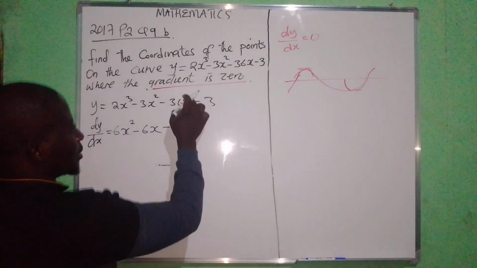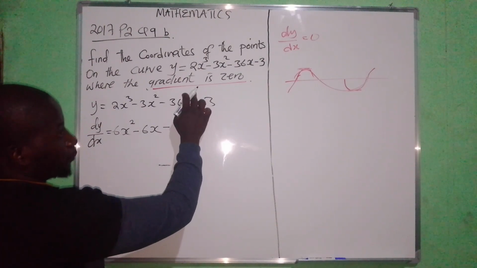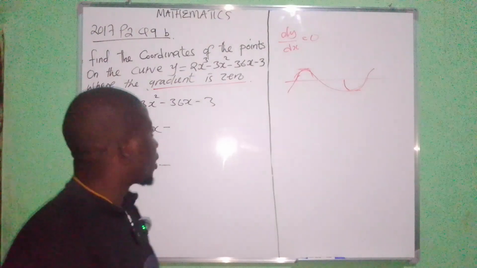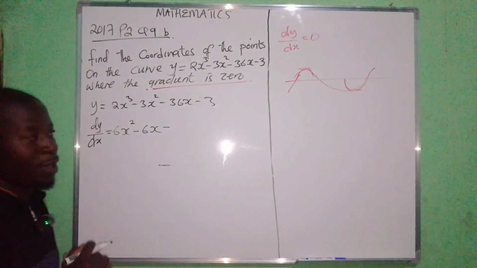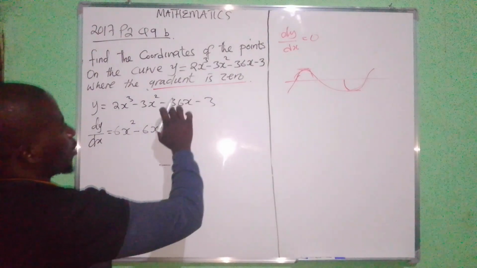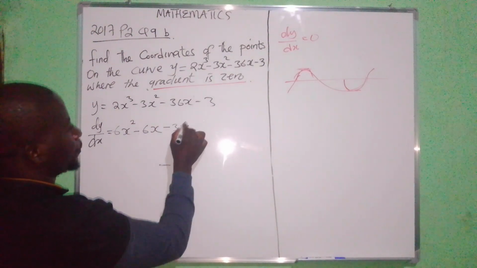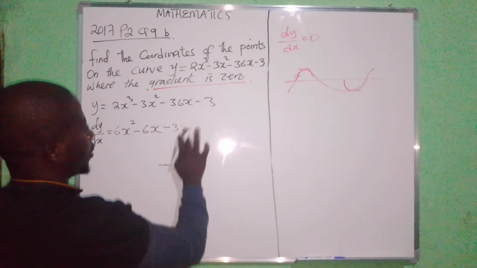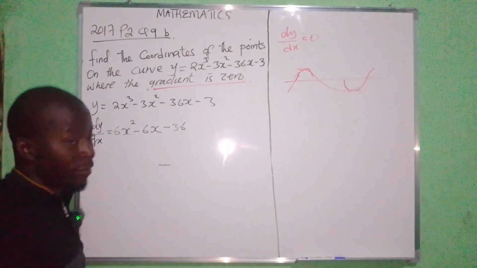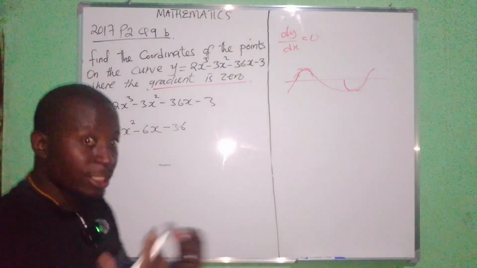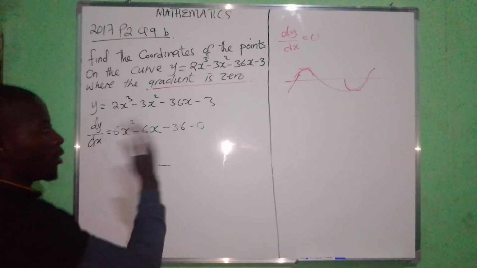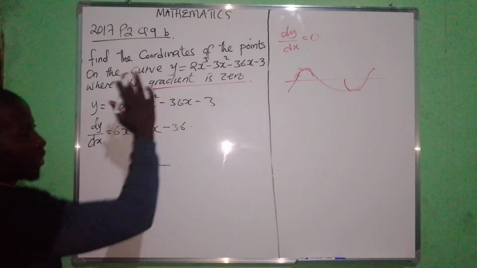Then minus 36x. This x has power 1 here. We were told previously that if a number has power 1, we usually don't write that power there. But you have to know that there is power 1 there. So 1 multiplied by 36 will give us 36. Then here we don't differentiate the number if it doesn't have x, so it tends to be 0. So in that case, we actually don't write it.